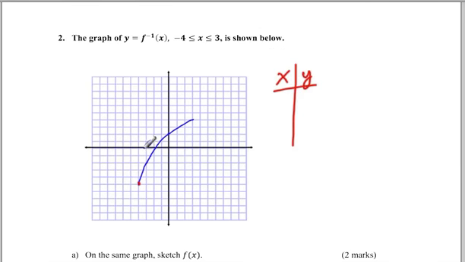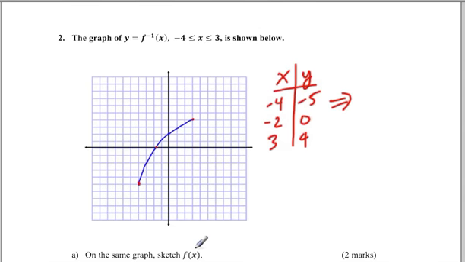This point right here is negative 4, negative 5. Let's get another point here, which looks like, roughly speaking, negative 2, 0. And I'm going to get one more point, which is right here: 3 and 4. All you really need is about 3 points and you're good to go.